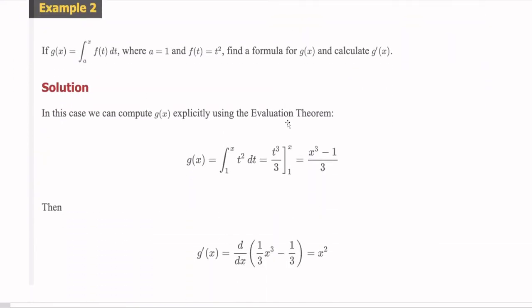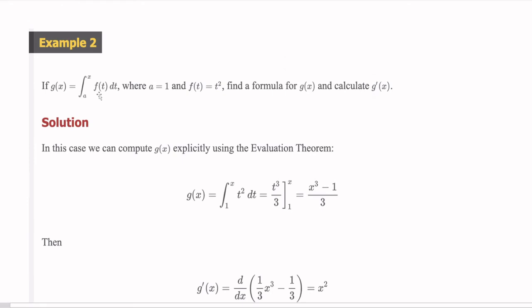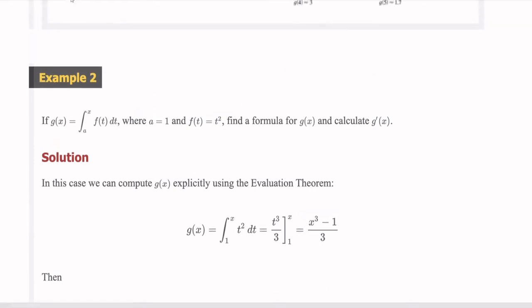Let's go back down here. This f of t is the derivative of g of x. All right, I'm pausing for dramatic effect. So let's see if the effect has taken hold. Okay, so g of x is equal to the integral from 1 to x of f of t dt, but that's t squared dt. So find a formula for g of x and calculate g prime of x. Okay, well, let's actually just start with g prime of x.